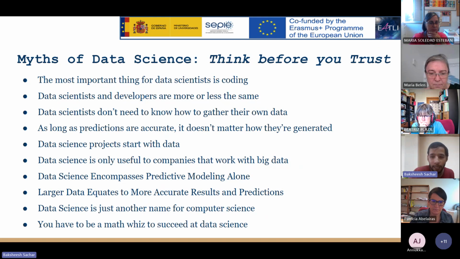A lot of people think that because data involves numbers, one needs to be a mathematics wizard or somebody who is very good at maths to do data science. No, even if you are not so good at maths, anybody can learn data science and try to use data for their own particular purposes.